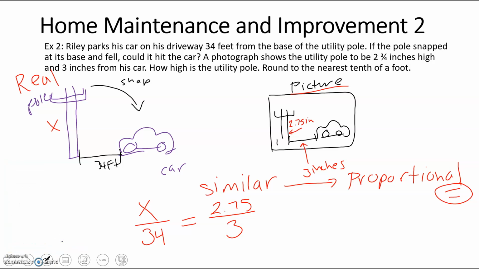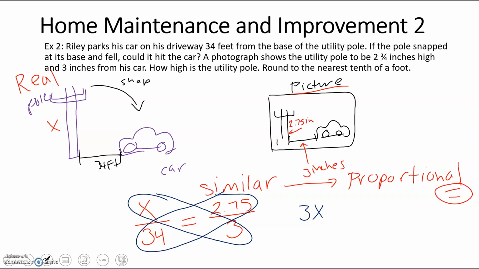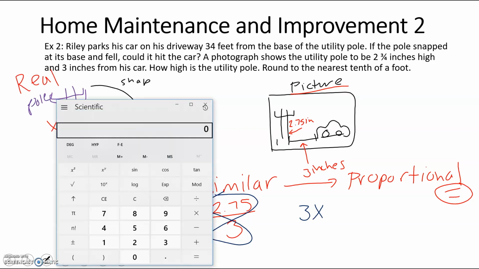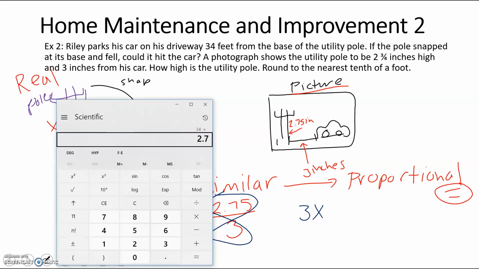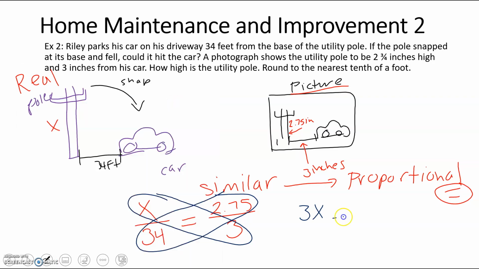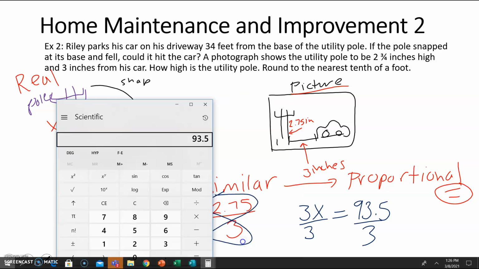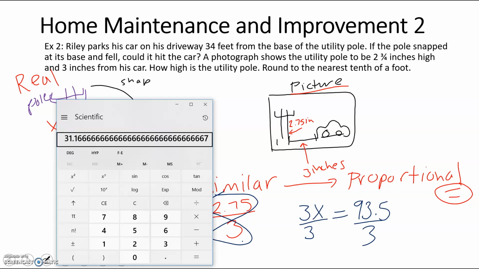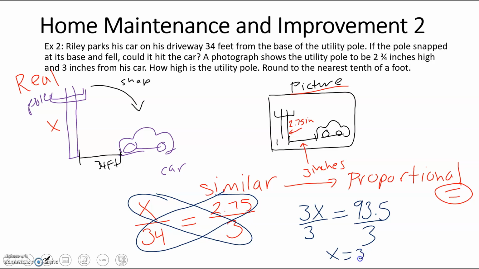Let's solve this equation using cross multiplication. We have x times 3, or 3x, and then we have 34 times 2.75. Using our calculator, 34 times 2.75 is 93.5. We're going to divide both sides of the equation by 3, and that's going to give us about 31.2 if we round. So x is 31.2 feet.